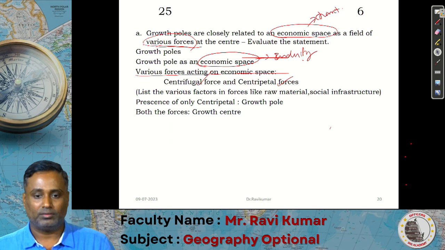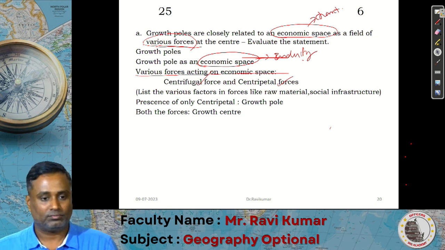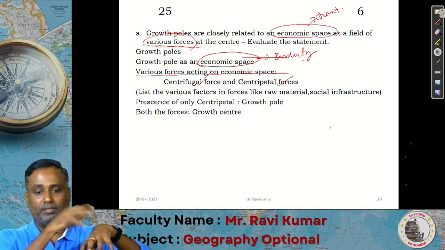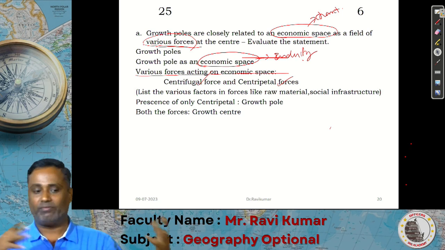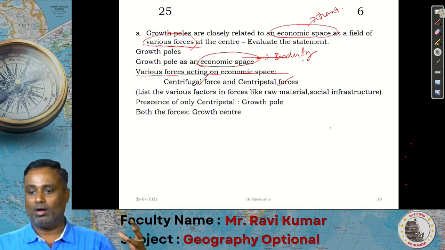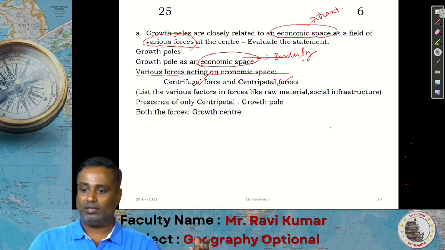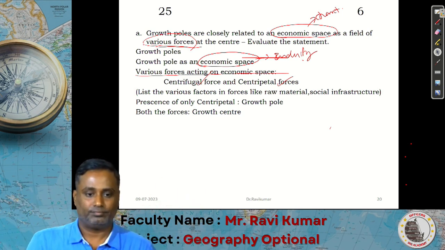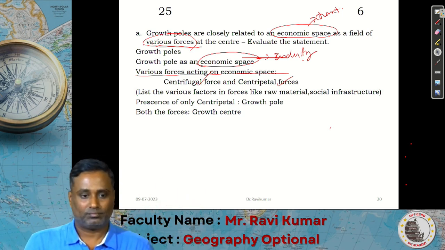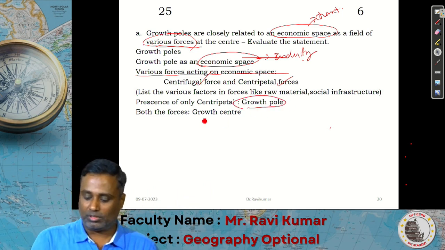Giving employment, giving a livelihood, giving social infrastructure. These are all things provided by that industry to the space. Then there is a give-and-take policy, the reciprocal assistance of industry, economic space and surrounding area, and it becomes a growth center. Right? So we can give examples of growth poles and growth centers.